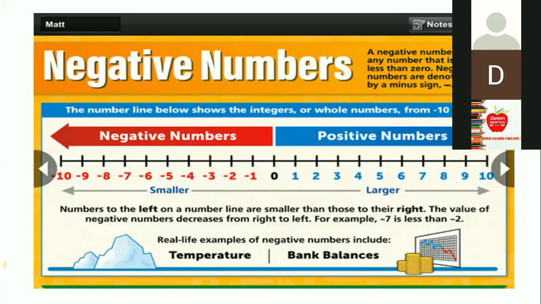And in our daily life, real life examples of negative numbers include temperature. In bank balance also we use negative values. So negative values are used to mention these things in our daily life.